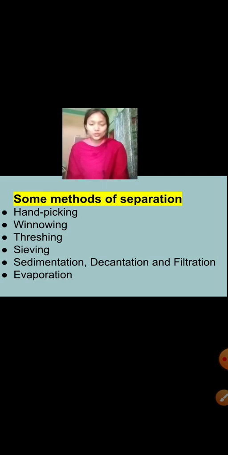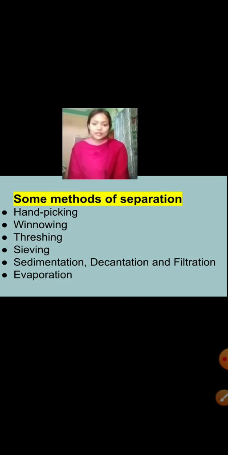Now, in the previous video, we studied about some methods of separation that were hand picking, winnowing, threshing, and sieving. And in this video, we will study some more methods of separation. They are sedimentation, decantation, filtration, evaporation, and condensation. Now, these methods we will study today.